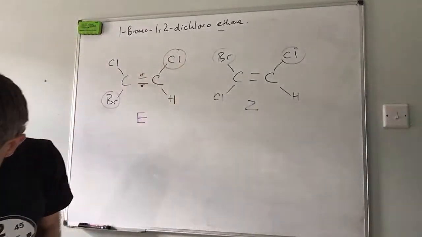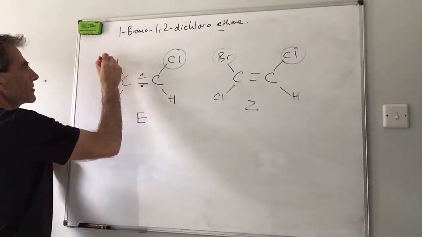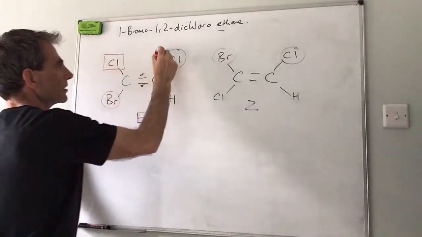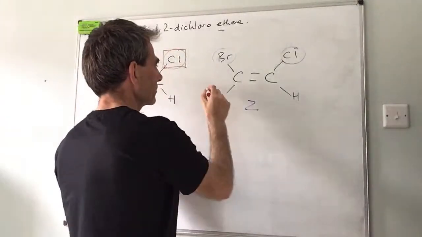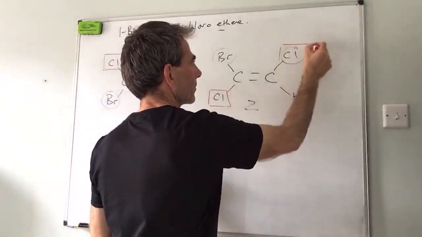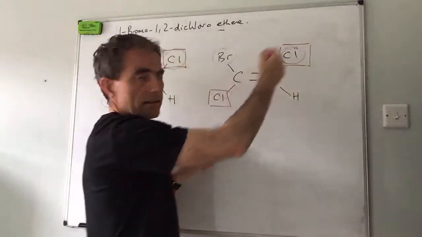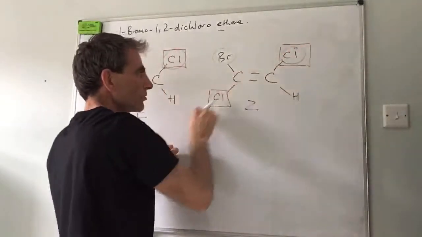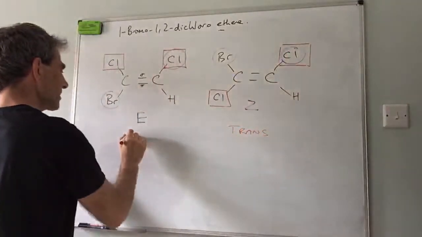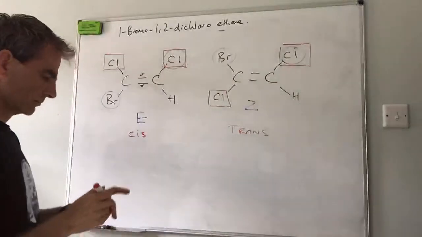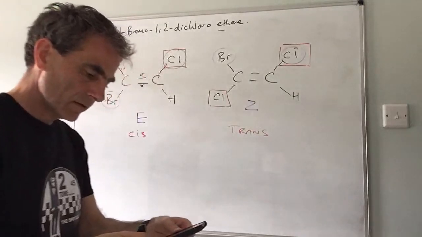Okay, so I'll use a different colour. I'm going to use red, okay? So the identical groups we'll colour in with a red square. The easiest one I see is the one diagonally opposite, so the trans one. So this is trans, and this one's cis. And that's how you do those.